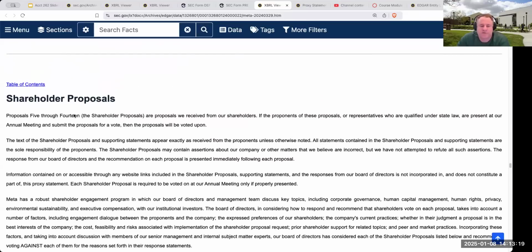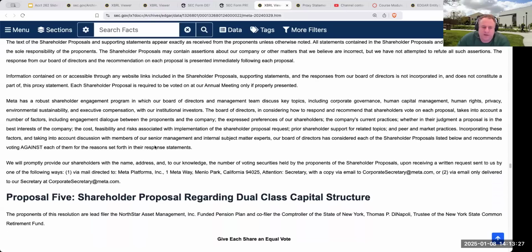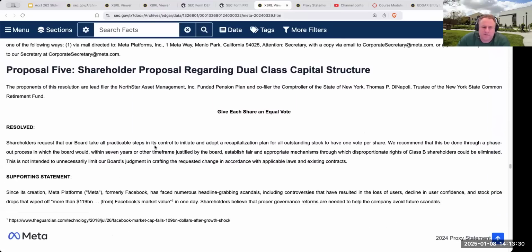Okay. So proposals 5 through 14 are proposals we receive from our shareholders. Okay. So text of these. Okay. So give each share an equal vote. Yeah, dude, that's not happening. What happened to Steve Jobs, man? Steve Jobs got voted out, dude. It's not going to happen. That's why if you look at Alphabet or Google, you look at Snap, Crackle, and Pop, Snapchat. Yeah, dude, it's not happening.